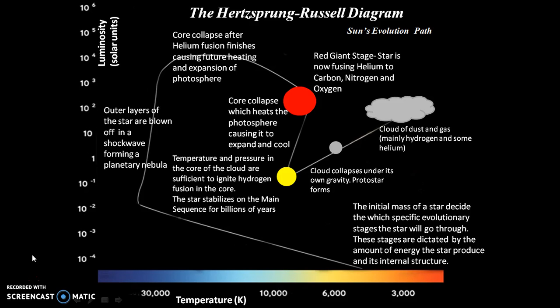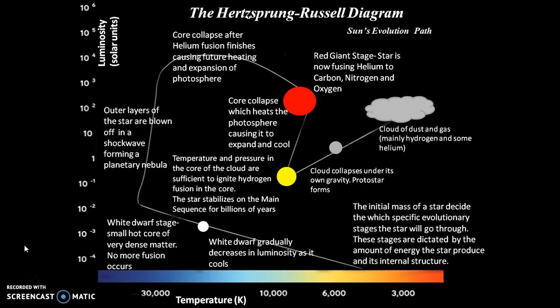Outer layers of the star are blown off during a shock wave, and the core condenses into a white dwarf, and no more fusion occurs. The white dwarf gradually decreases in luminosity as it cools and remains in that position for a very long time.